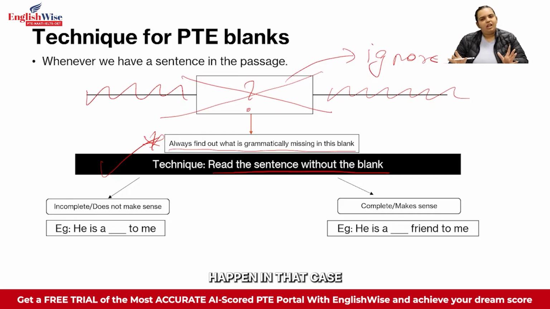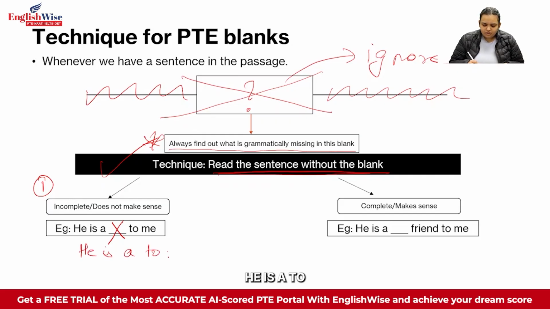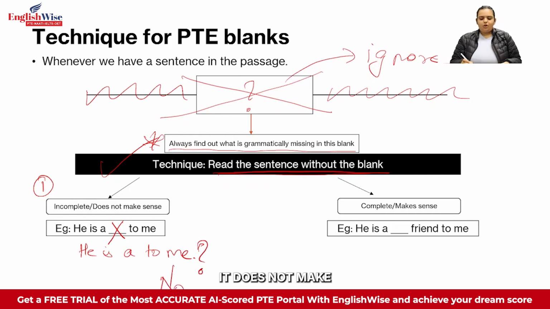So what will happen in that case is you will end up with 2 scenarios. Scenario number 1 is that the sentence will sound incomplete or it will not make sense. If I give you an example here, he is a dash to be. As per the strategy, I'll read the sentence without the blank. So I'll ignore this blank and I'll read the rest of it. He is a to be. Does it make sense? No. It does not make any sense over there. He is or to be. What is he to be? It does not make any sense.